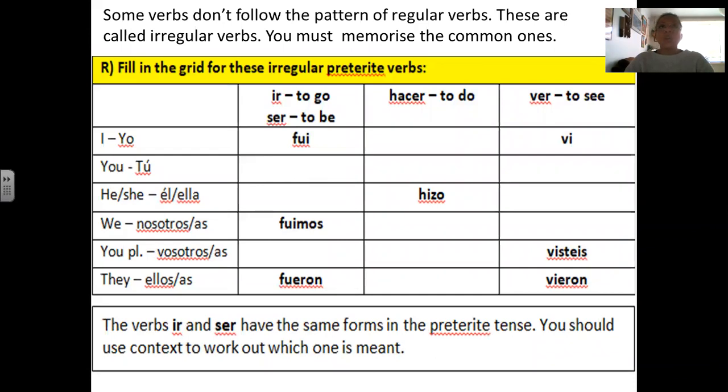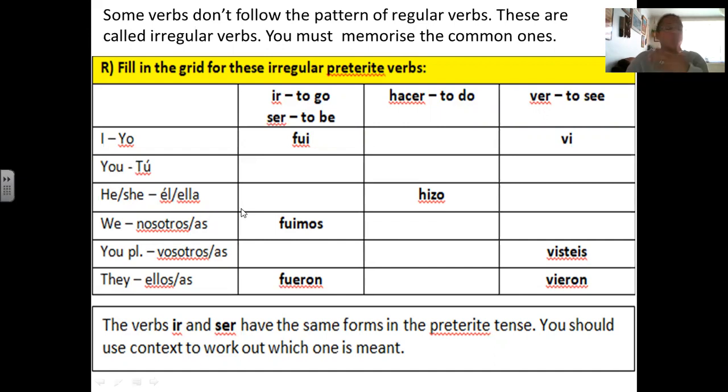Now, you have conjugated verbs in the present tense. Now, we're going to be looking at verbs in the preterite tense, regular verbs. Okay, so you remember the stem stays the same. What changes is the ending. Here, some verbs, as you know, do not follow the pattern of the regular verbs, and these are called irregular verbs. Unfortunately for you, in Spanish, we've got loads of irregular verbs, okay? And you really must memorize the common ones. And I have put those here.